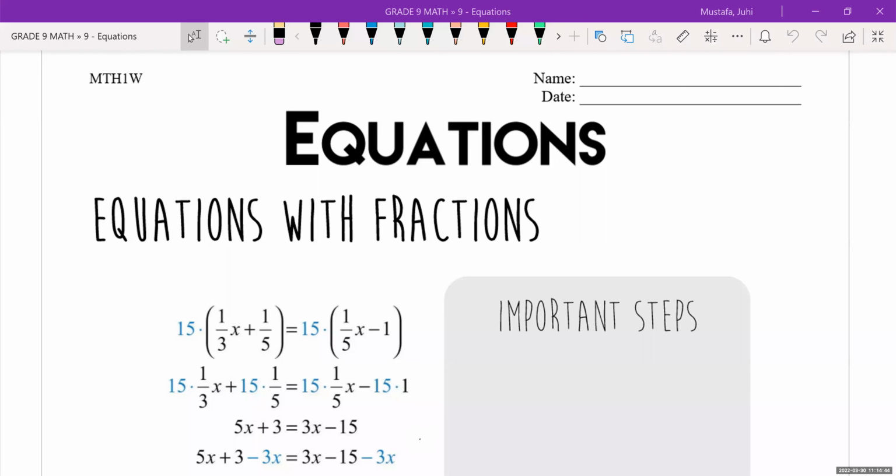So the last class, we learned about equations that had one step and multi-steps. We learned how to move things from one side to the other, collect like terms. We learned how if there was a bracket, we have to distribute it to get rid of the brackets. Now we're gonna add a little bit more to the mix, and it's gonna be fractions.